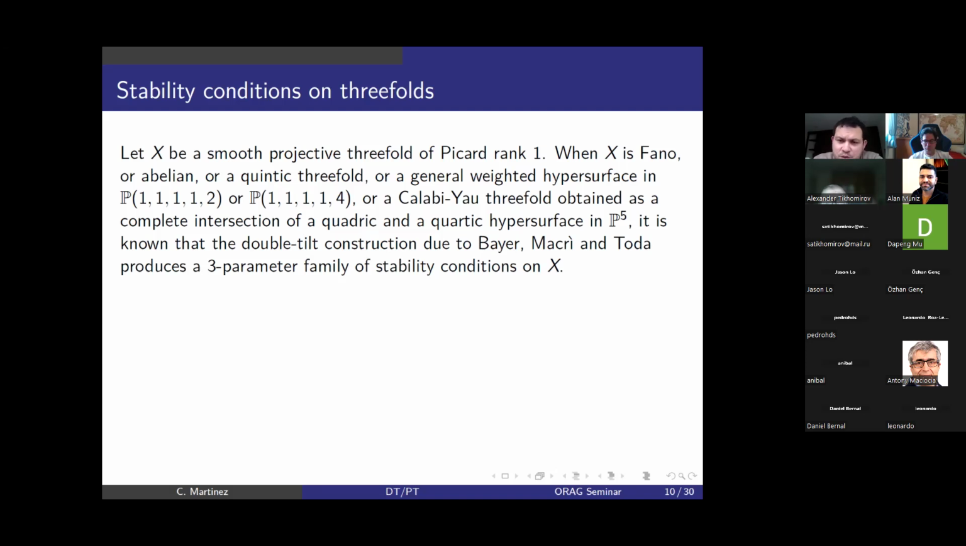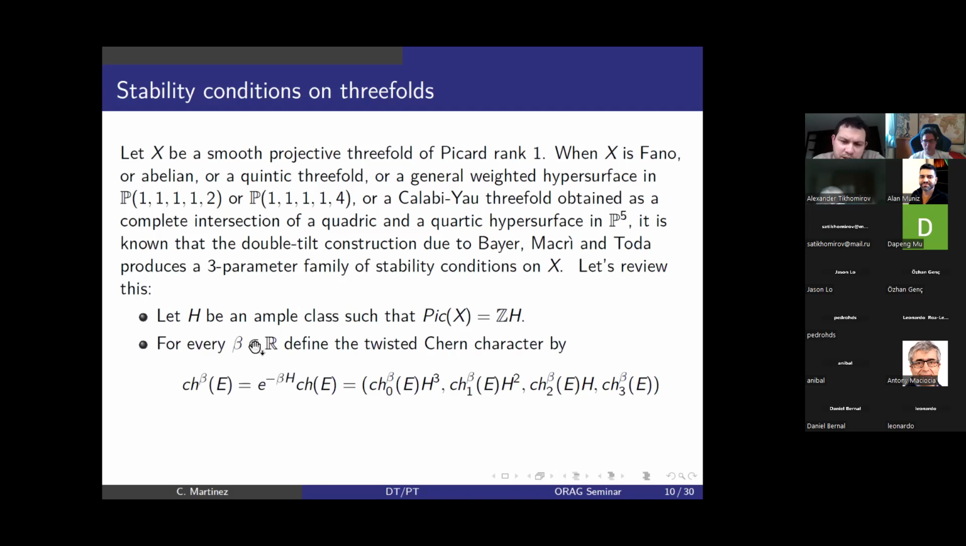So in these cases, just to show you that there are some examples worth looking at where this construction actually works. And then I will review it for you a little bit, this double-tilt construction. For this, I will first take H to be an ample class that generates the Picard group. And then for every real number beta, we can define this twisted Chern character, by twisting the usual Chern character formally by this exponential e to the minus beta H. That gives me this vector, separated by degree, and I can abuse the notation and refer to each entry in this vector as the twisted Chern character.